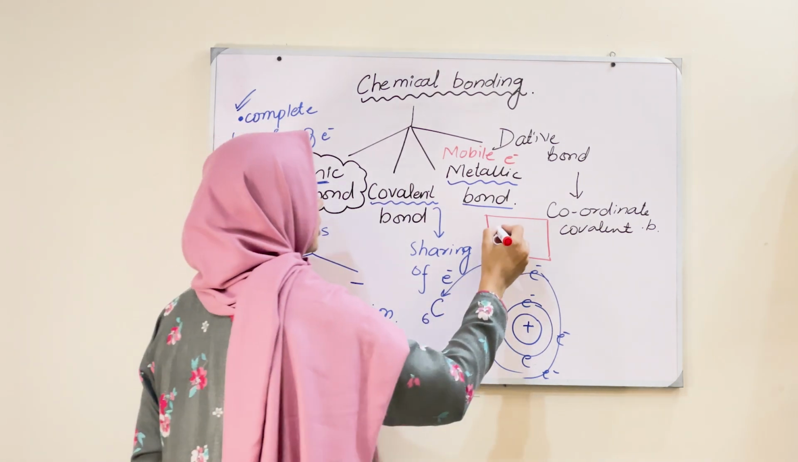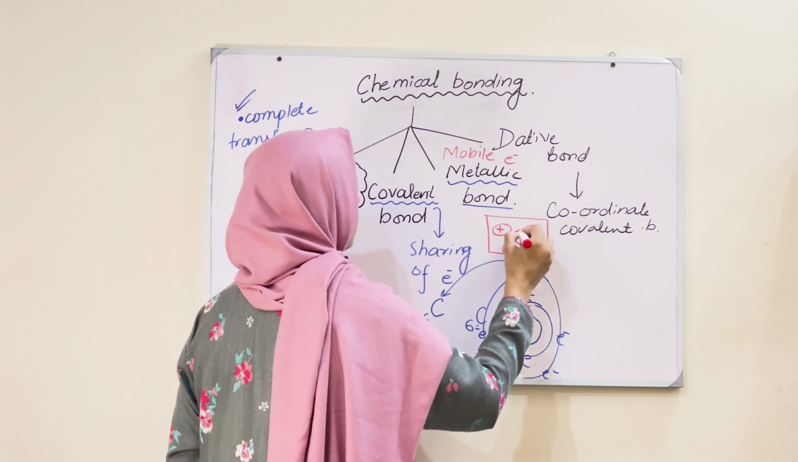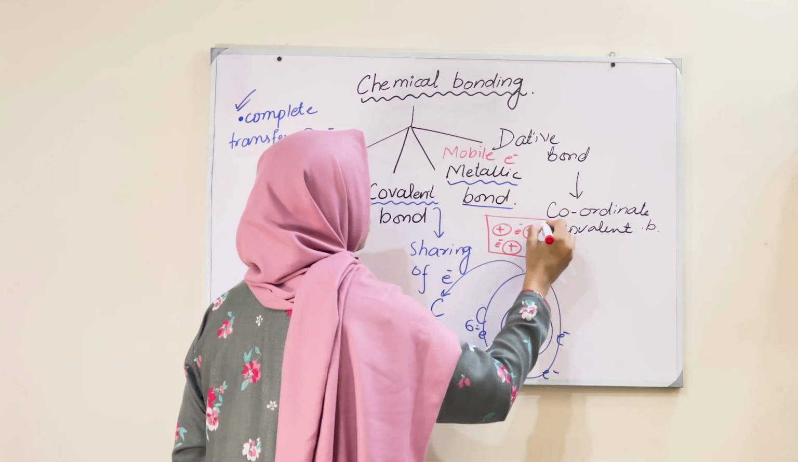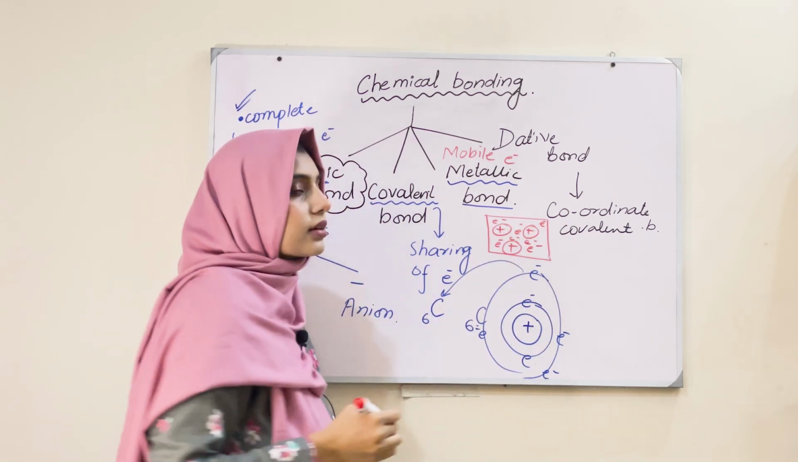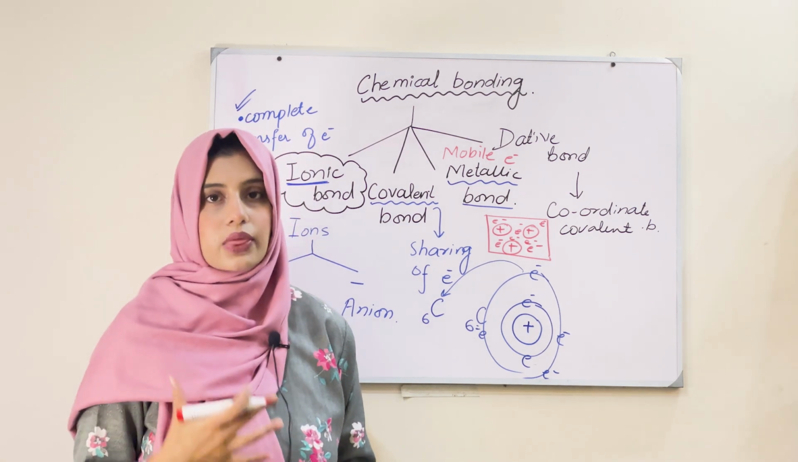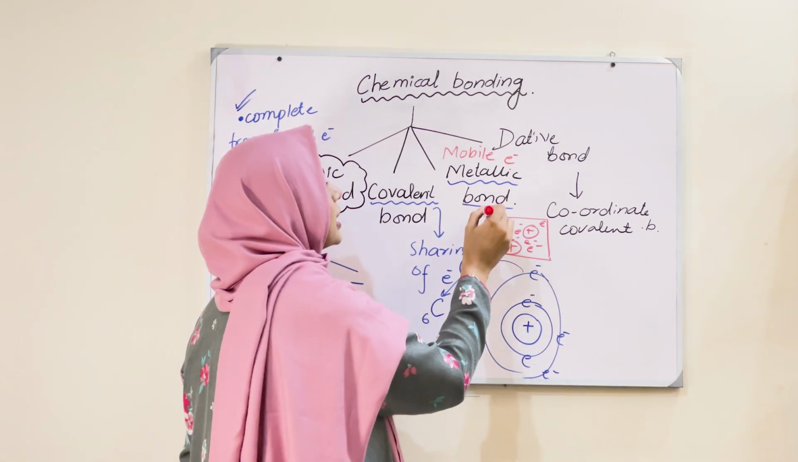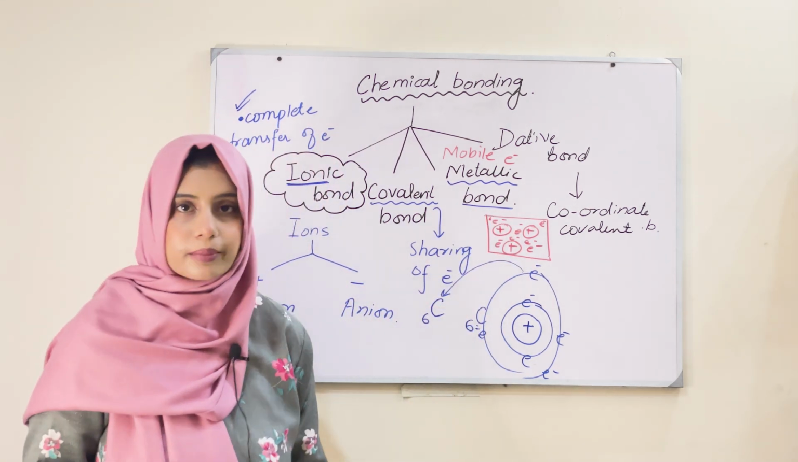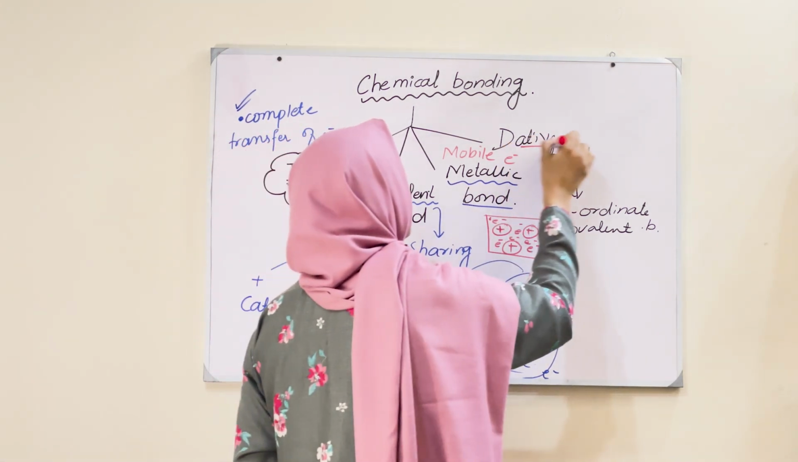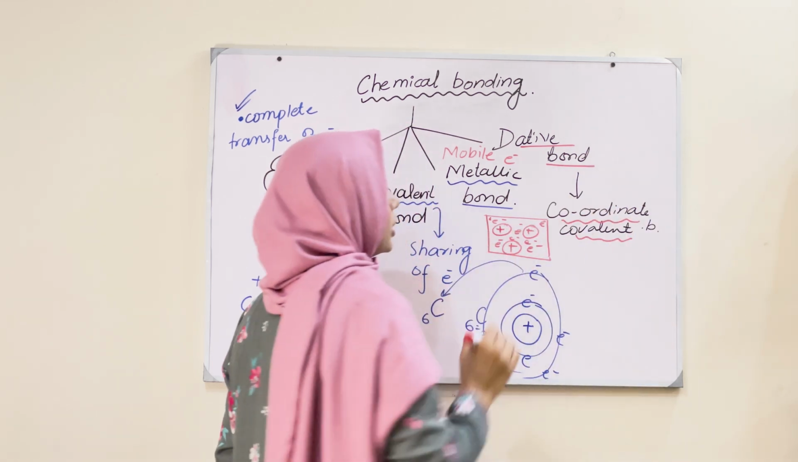So it has positive charge, and then we have so many electrons spreading in. These electrons are conducting the electricity and the heat, and the bond between these positives and these electrons is called metallic bonding. Next we have dative bond or coordinate covalent bond.